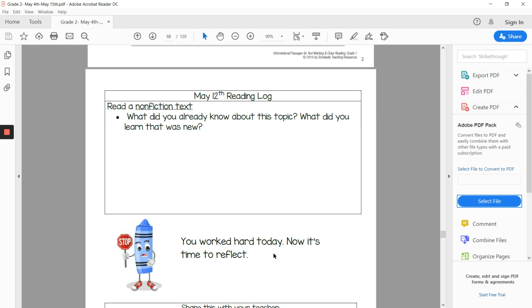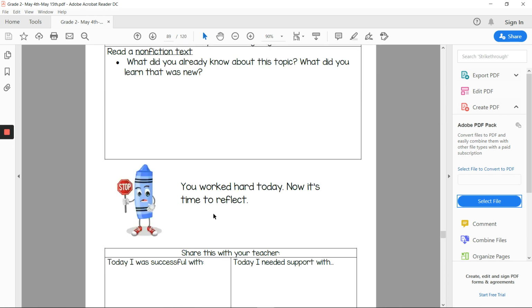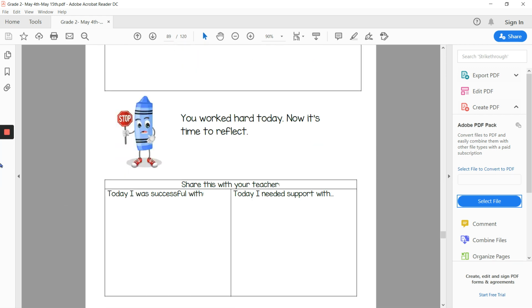Your last ELA assignment for today is the reading log. Read a nonfiction text. Write about what you already knew about the topic and what you learned. Don't forget to fill out your reflection sheet for today.